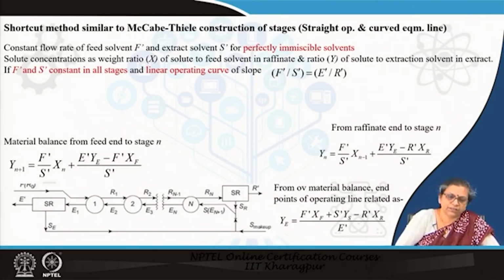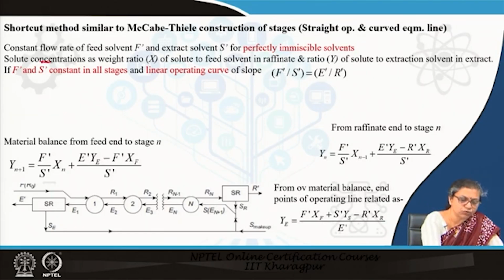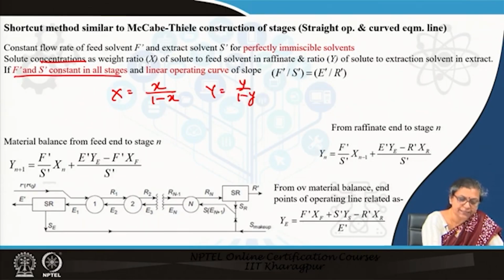Now, this is the conventional approach that you use, but under certain cases where the feed and the solvent are completely immiscible with one another, you can express the solute concentration as weight ratio. What is weight ratio? If you remember, capital X is the weight fraction x divided by 1 minus x, and the same way capital Y equals y divided by 1 minus y. So, in this particular case, F prime and S prime are constant in all stages. When will it happen? When both of them are perfectly immiscible.